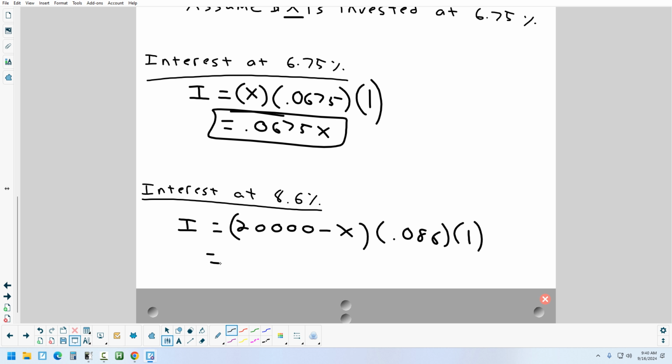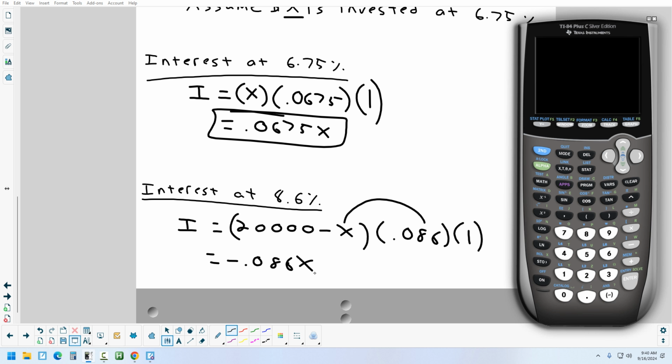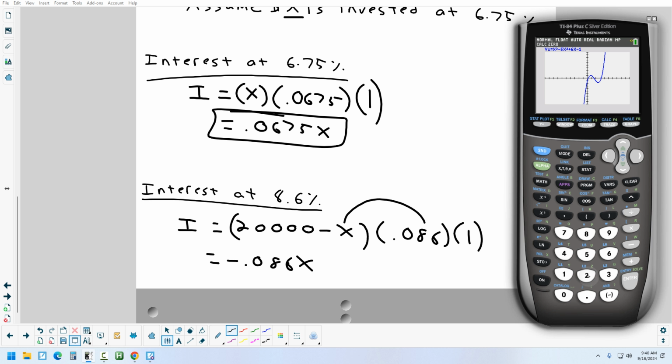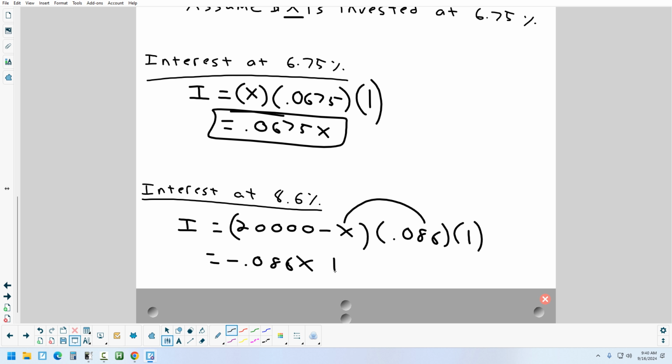All right, so I'm going to put it in like y equals mx plus b. So I'm going to have negative 0.086x. And now I need 20,000 times 0.086. So 1720. Okay, so there's the amount of interest from that investment.